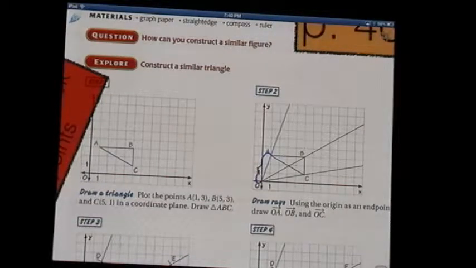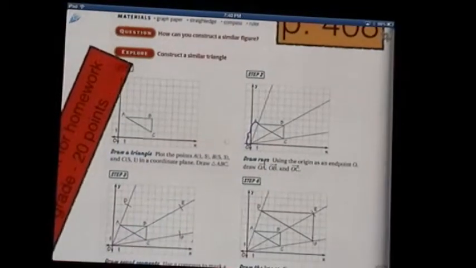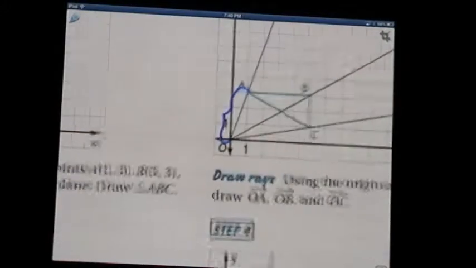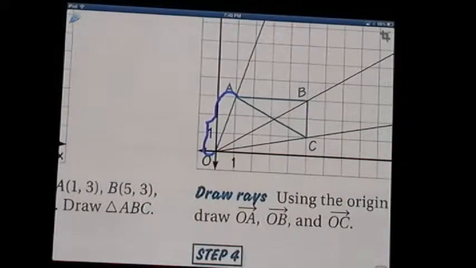Using your compass, you're going to put the point end at O and your pencil end at A to get the distance between the two. Then you're going to put your point end at A and draw an arc out here, the same length as OA.